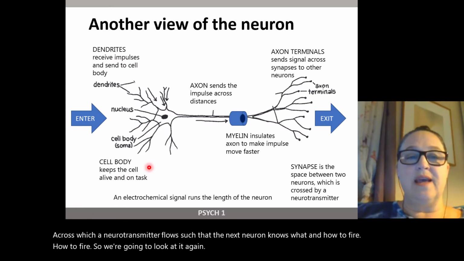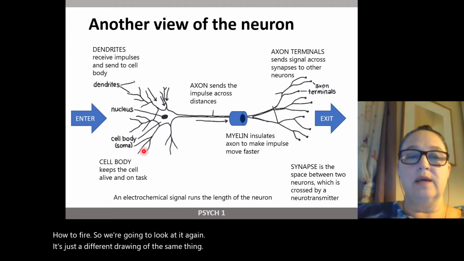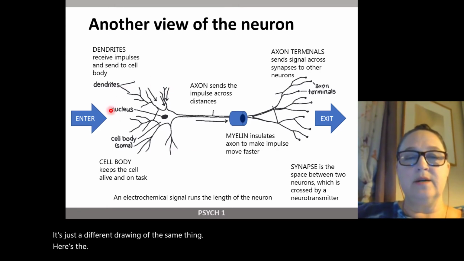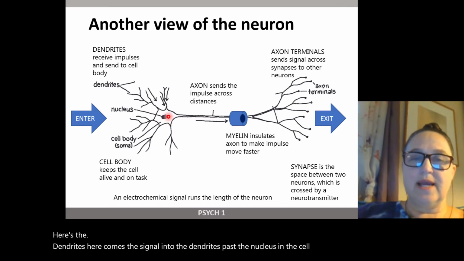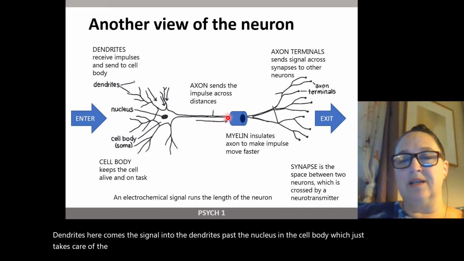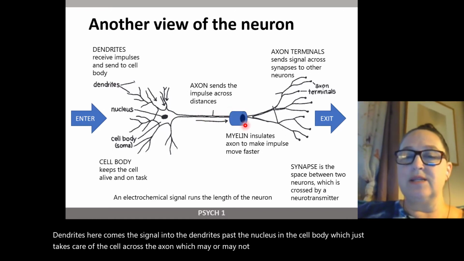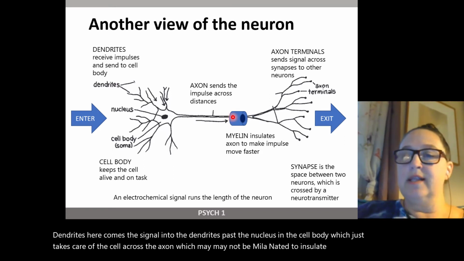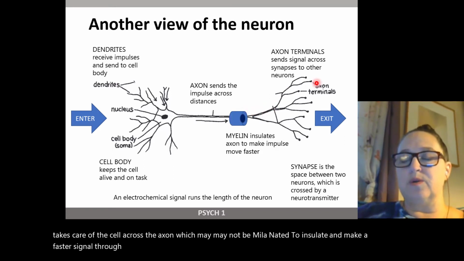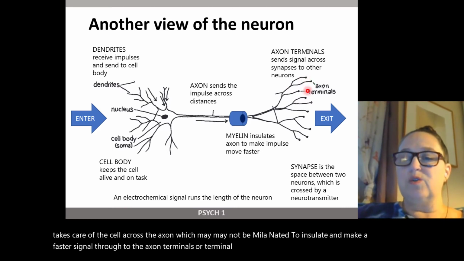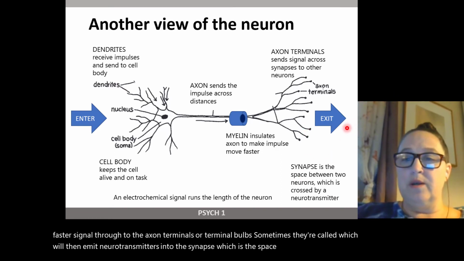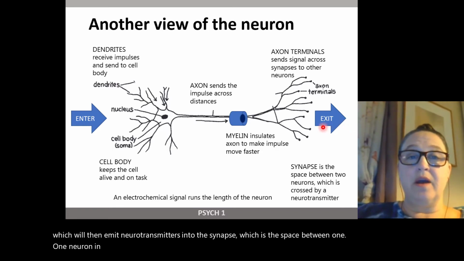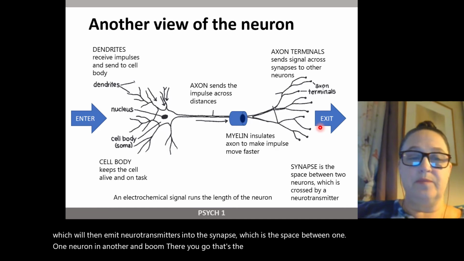It's just a different drawing of the same thing. Here's the dendrites. Here comes the signal into the dendrites, past the nucleus in the cell body, which just takes care of the cell, across the axon, which may or may not be myelinated to insulate and make a faster signal, through to the axon terminals, or terminal bulbs, sometimes they're called, which will then emit neurotransmitters into the synapse, which is the space between one neuron and another, and boom, there you go. That's the activity of a neuron.